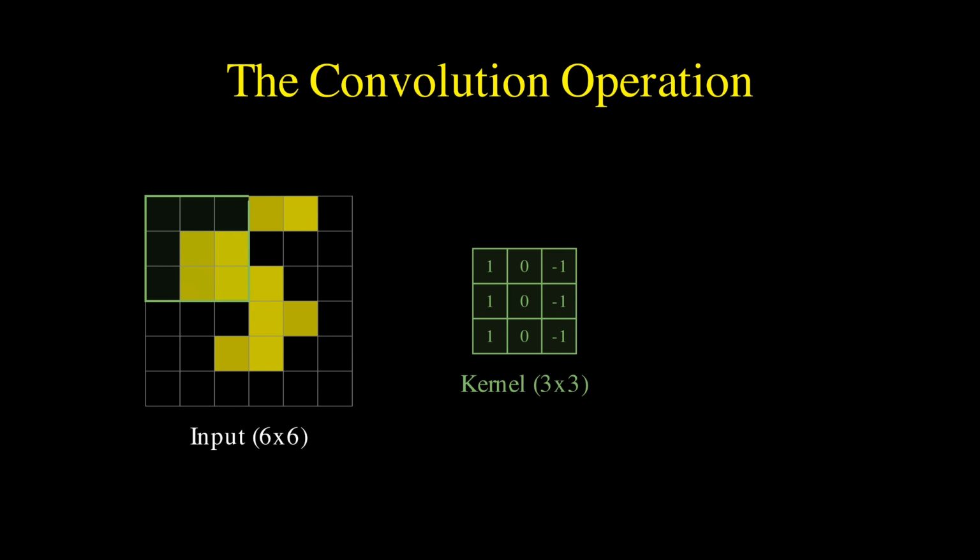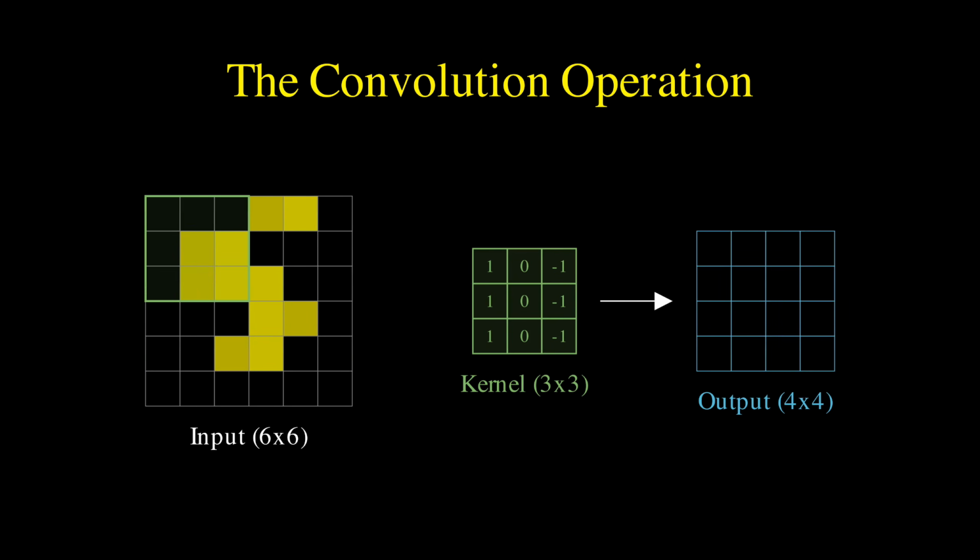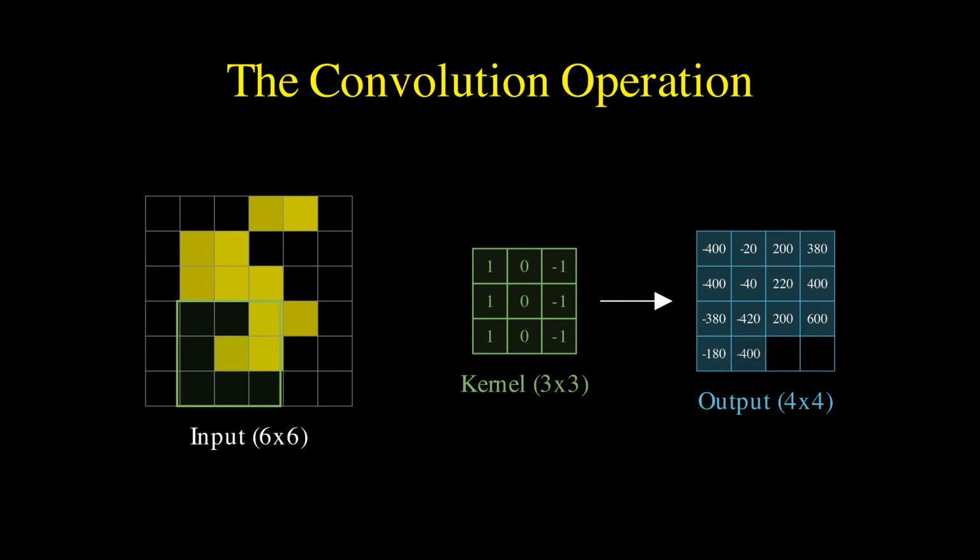The kernel sits on top of a 3 by 3 patch of the image. First, we multiply each kernel value by the corresponding image value. That gives us 9 products. Then, we add all those products together to get a single output number. So, the whole operation is just a multiplication followed by an addition. Now, the kernel slides to the next position and does the same thing, multiply, then add. Each position produces one value, filling up the output grid one cell at a time.